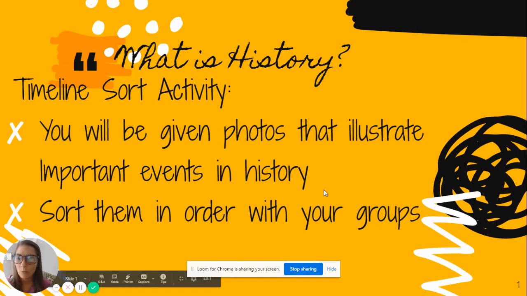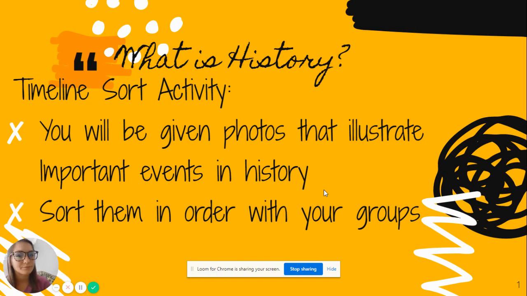We are defining what is history. So history is one of the 5 themes of social studies along with economics, government and civics, geography, and culture. The first thing we're going to do is we have a timeline of all of the major world events that we're going to cover this year in social studies.